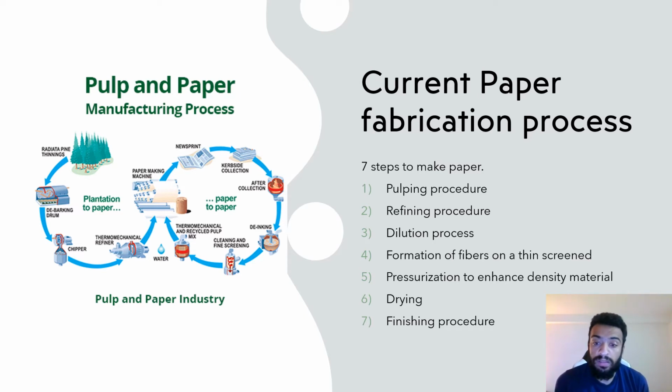The fifth step is pressurization. On this step, this is critical to remove shives, which are fiber bundles. The sixth step is drying, which is to increase the strength of paper. And the final step, which is the finishing procedure, chemicals are added on the paper, which also makes the paper quality much better.